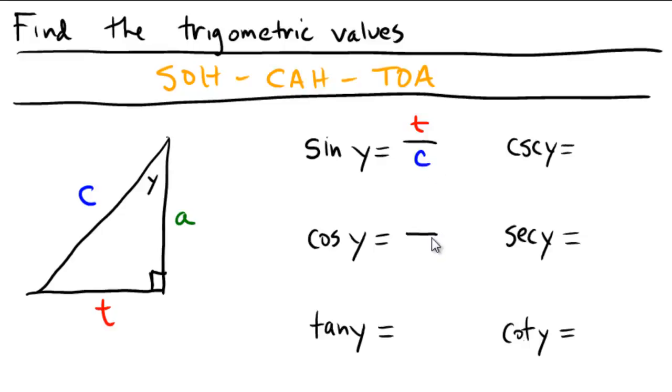For cosine, that's CAH, which stands for the adjacent leg over the hypotenuse. If we look at where angle y is, A is the adjacent side and C is the hypotenuse, so this one is A over C. For tangent, that's TOA, which stands for opposite leg over adjacent leg. The opposite leg is T, and the adjacent leg, the one next to y, is A. So here we get T over A.